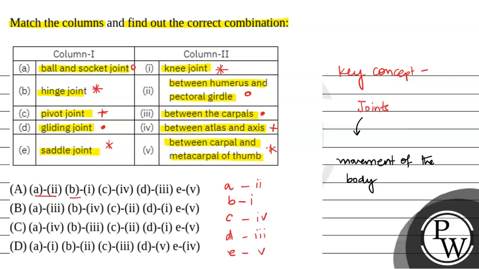So A2, B1, C4, D3 and E5 is present in the first option. So the final answer for this question is option A.